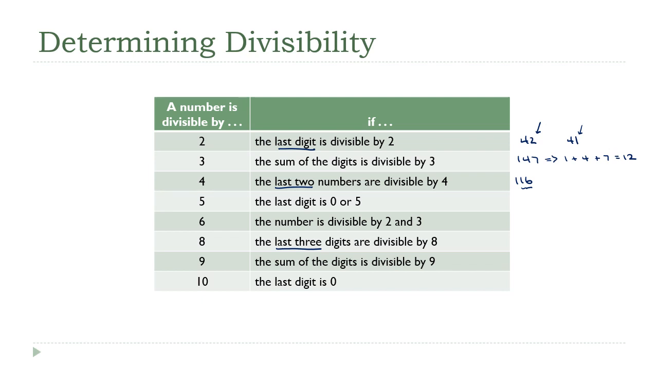5 and 10 are pretty straightforward. You just look at the last digits. If the last digit is 0 or 5, then it's divisible by 5. And if the last digit is 0, then it's divisible by 10.